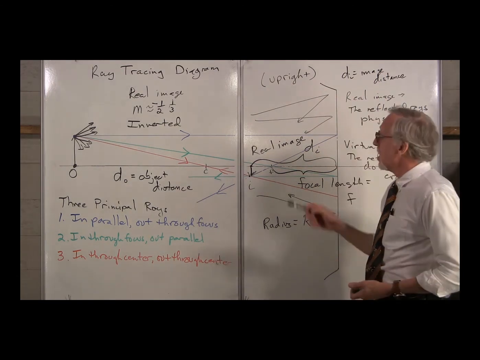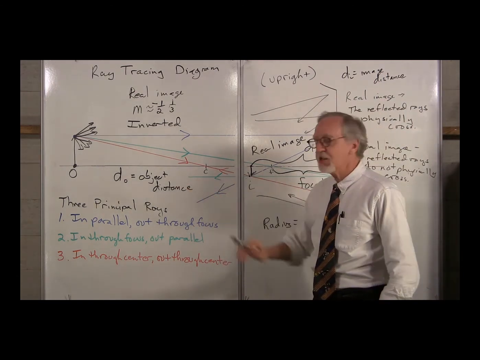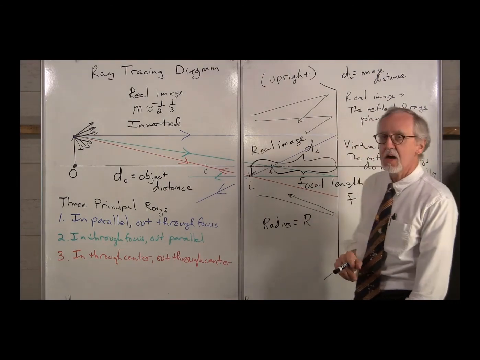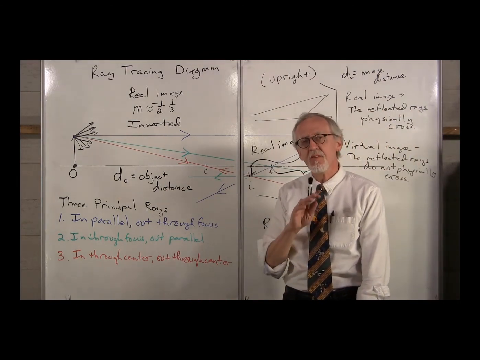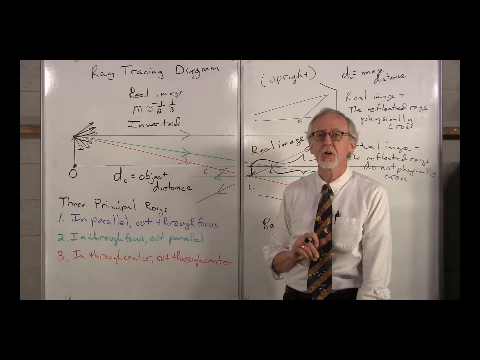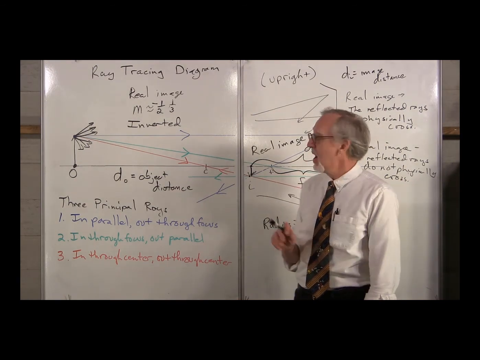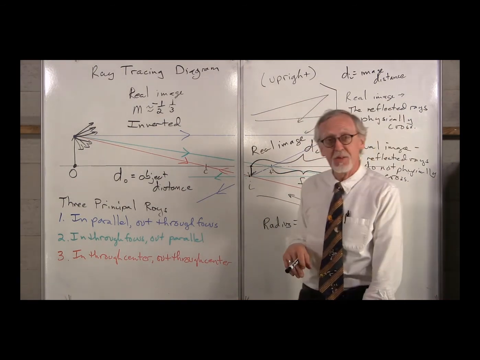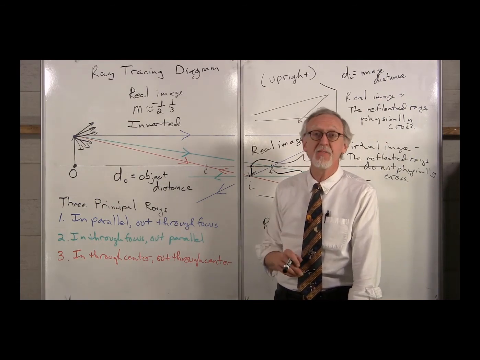Very good. The focal length, the object distance, and the image distance are all related to each other with a very, very simple equation called the mirror equation. I'm going to erase some of this so that we'll have a little more room, and I'll write that down and then we'll stick some numbers in.